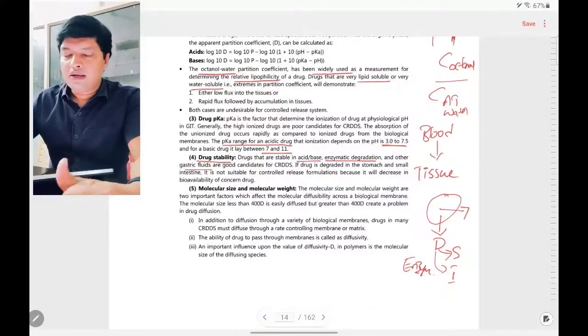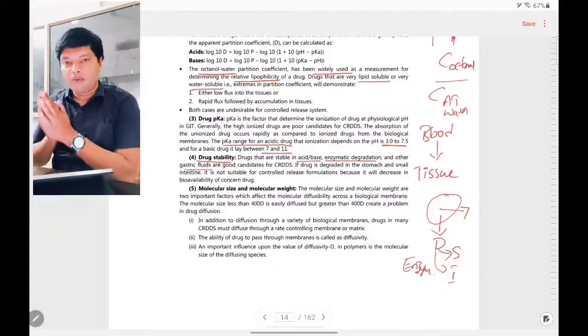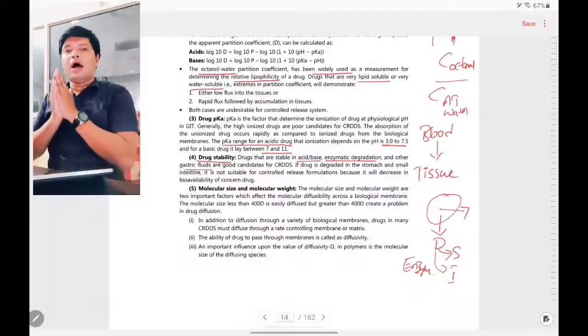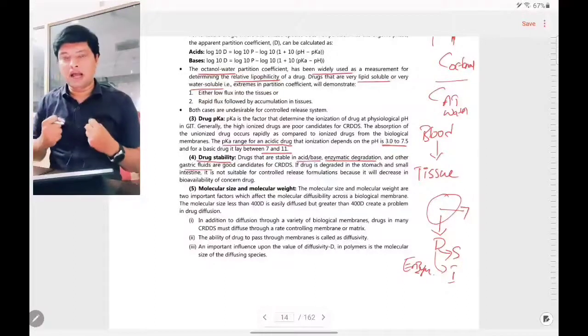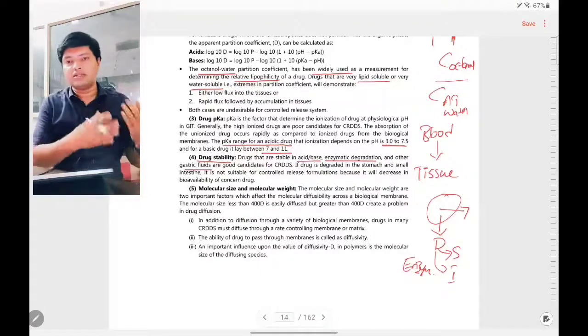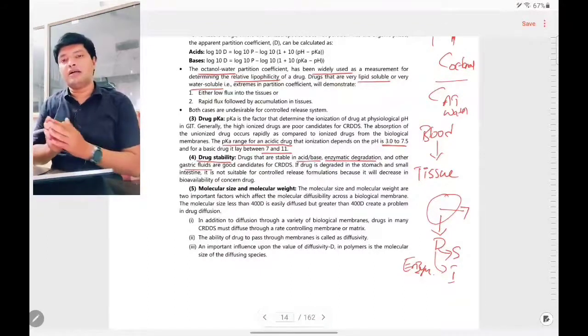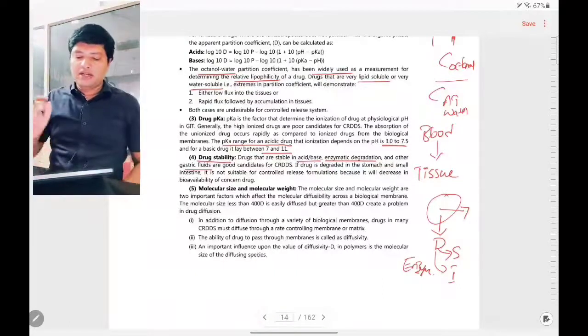So what this point is saying is the drug should be stable. What I am going to control here is only the release of the drug from the dosage form. That is only in my hand. If, as soon as it releases, it undergoes any type of degradation, whether acid, base, or enzymatic, then it is not a good candidate to design a controlled drug delivery system.